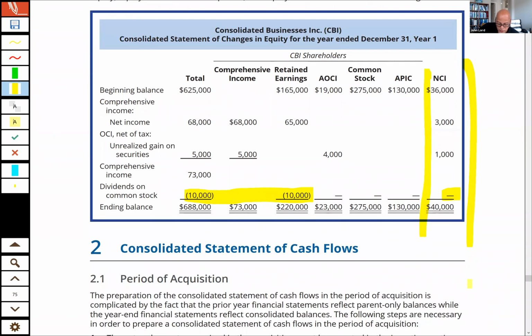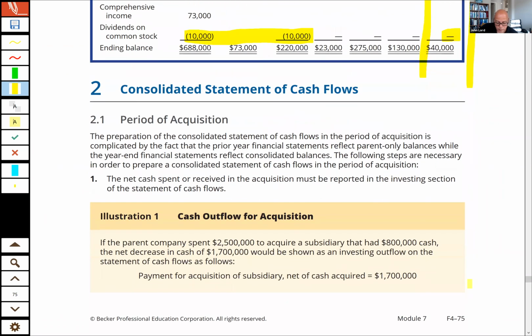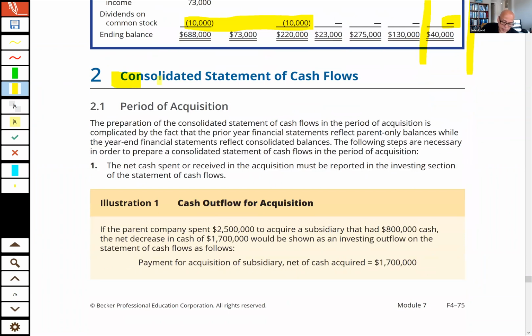Okay, good. Let's take a look at the consolidated statement of cash flows. Again, we're really starting to get granular in terms of what they might ask you. They could present you with a statement of cash flows, ask you to prepare one, and maybe ask you to prepare a consolidated statement of cash flows. So if they do something like that, you are going to have to know how to treat certain items for the consolidated statement of cash flows. So let's just take a look at a couple of things, okay?